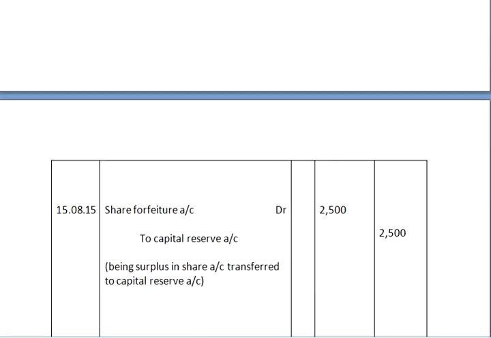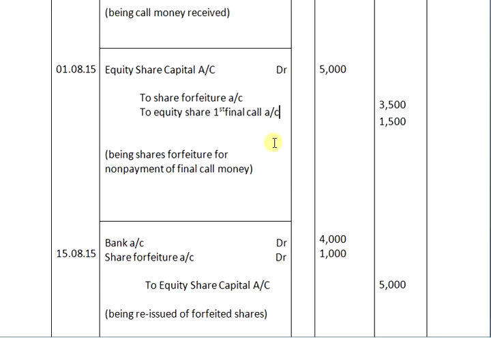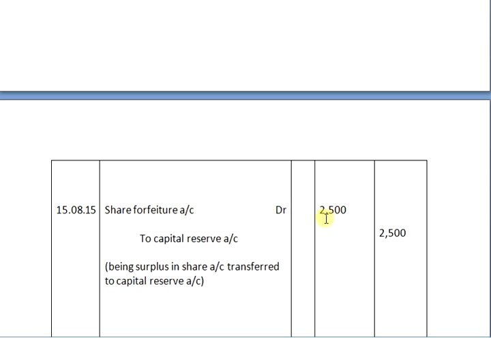Now the last transaction is of 15/8/2015, share forfeiture account debit to capital reserve account. How much is there? 2,500 and 2,500. How did we get this 2,500? You can see here 3,500 of share forfeiture credit amount. We have 3,500 share forfeiture amount minus this share forfeiture debit amount of 1,000. So it becomes how much now? 2,500. So this is the end of this issue of shares at premium. This chapter has ended, my dear students.